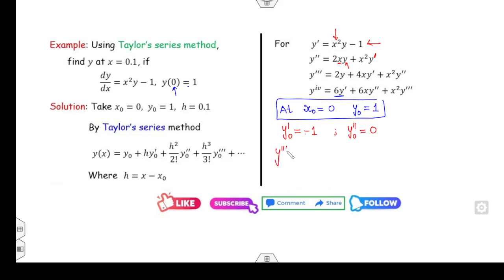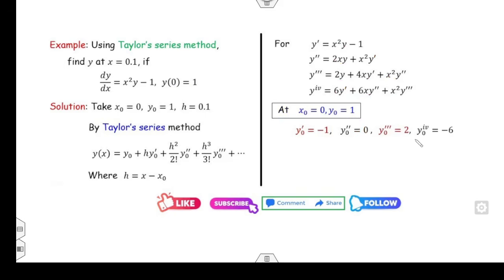Can you calculate the third derivative? 2 into y. What is the value of y? y is my 1. x is 0, so it's 0 and 0. Can you calculate the fourth derivative? At the point 0, 6 into y prime. What is y prime? Minus 1. x is 0, so it is 0. So your answers are here.